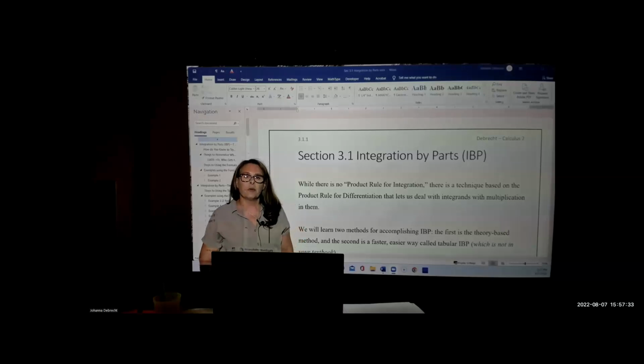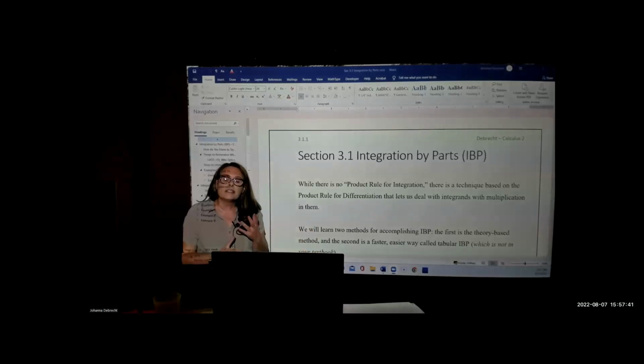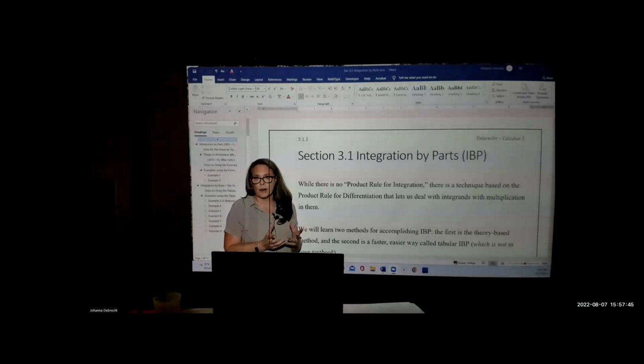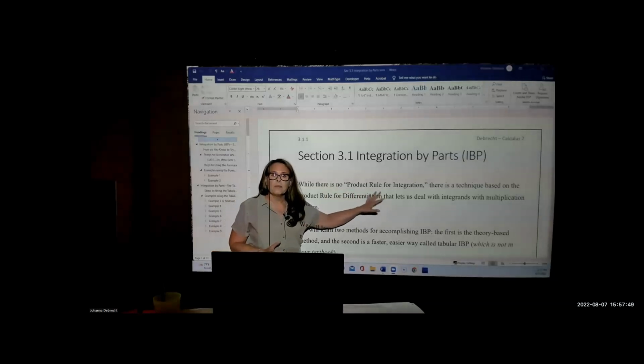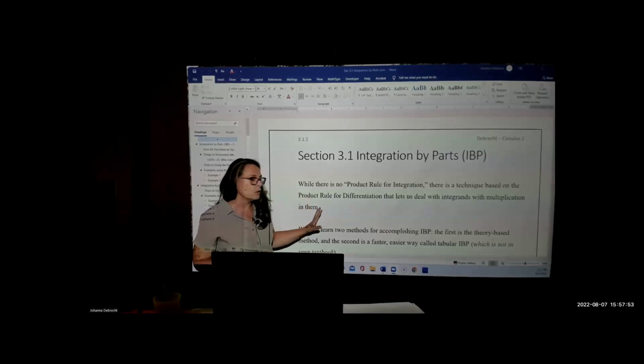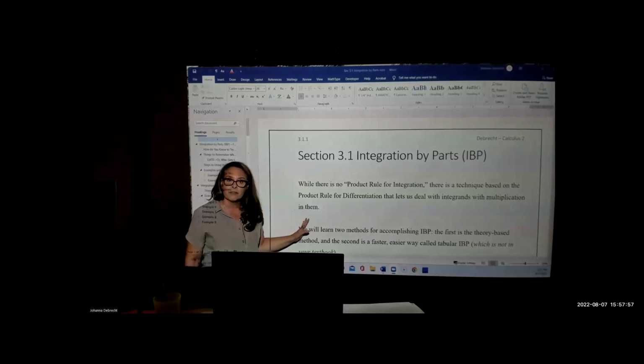In this video, we want to talk about integration by parts. Now, integration by parts is an integration technique, and what it's doing is it's trying to undo what was done with the product rule. There is no product rule for integration, but integration by parts will allow us to deal with some integrands that have multiplication of different functions inside of them.